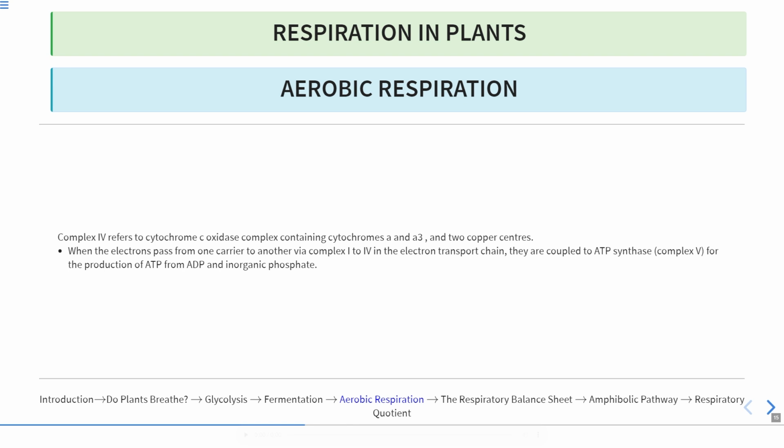Complex 4 refers to the cytochrome C oxidase complex containing cytochrome A, A3 and the 2 copper center. So complex 4 refers to cytochrome C oxidase. The fourth one is known as cytochrome C oxidase, and it contains cytochrome A, A3 and 2 copper centers.